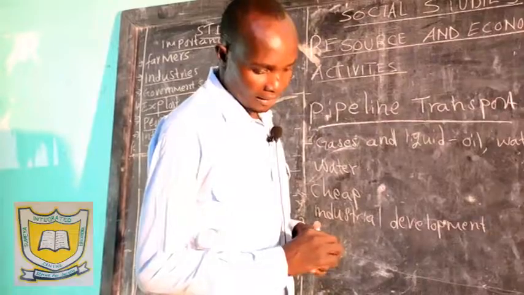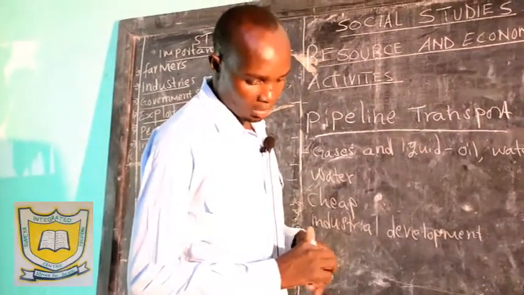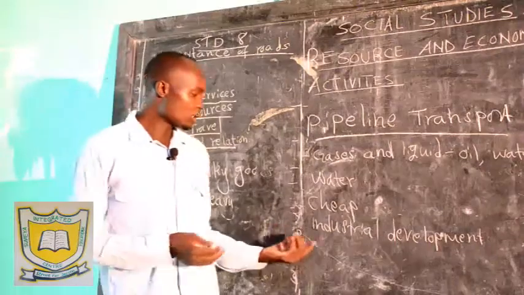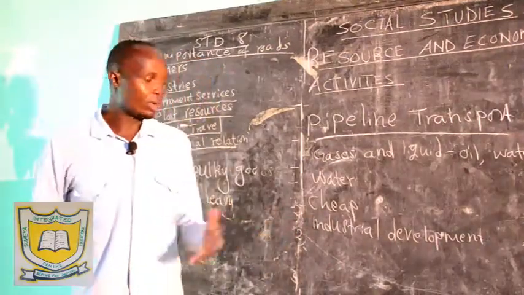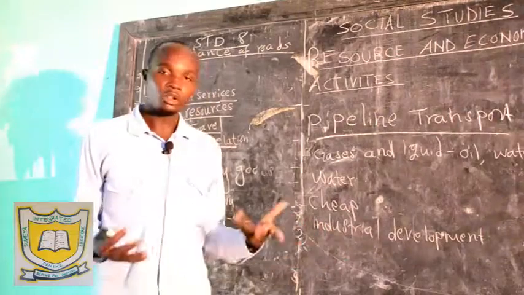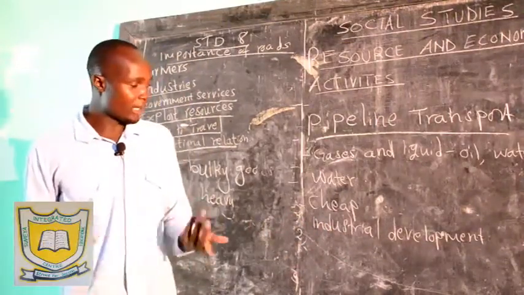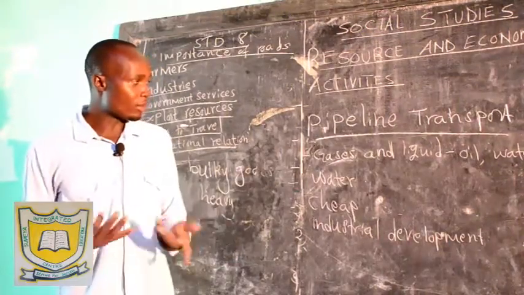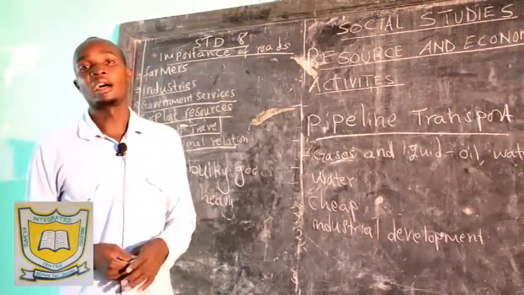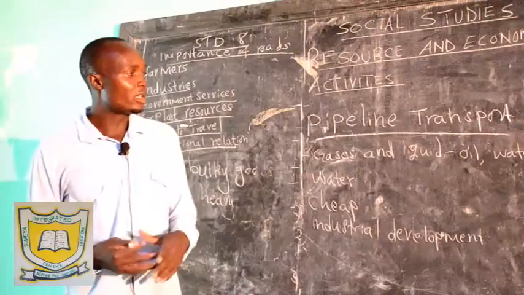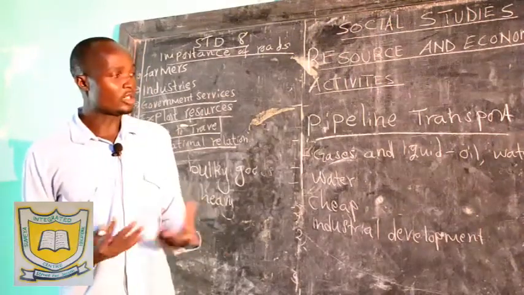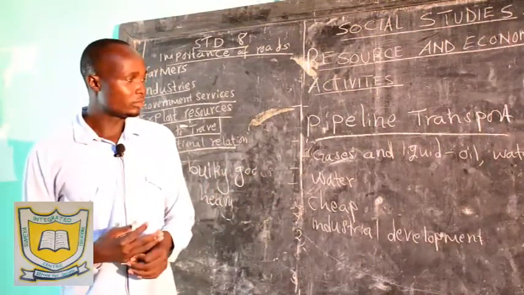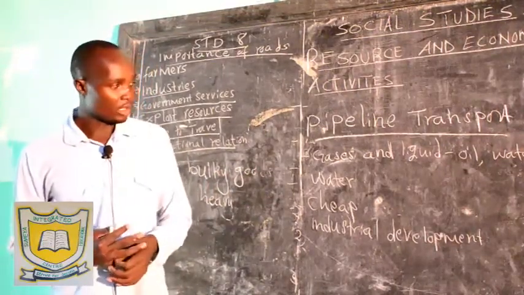And then lastly, it also promotes economic development, where you'll find that the country will go up because of purchasing of oil. So the government gets tax and so on. So I think that's all about pipeline transport. Remember, transport fluids and gases. Then the main commodity we have said is water. And then also we have oil as another one, and so on.